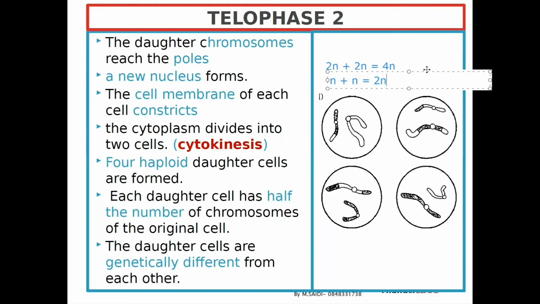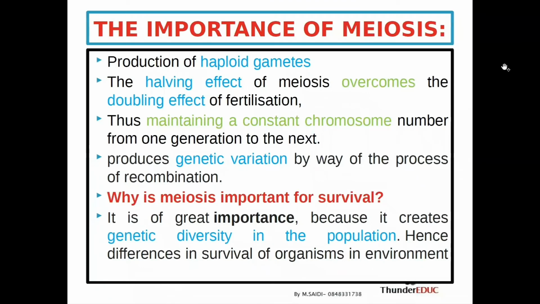So as the statement asithi, the halving effect of meiosis overcomes the doubling effect of fertilization. Sinyanisile because uba bekuthiwa ayikho la halving effect ye-meiosis, fertilization izohleli idablisha, thus maintaining a constant chromosome number from one generation to the next. It produces genetic variation by way of the process of combination.